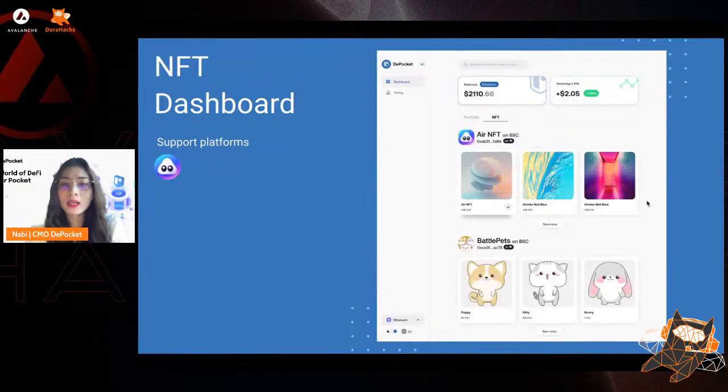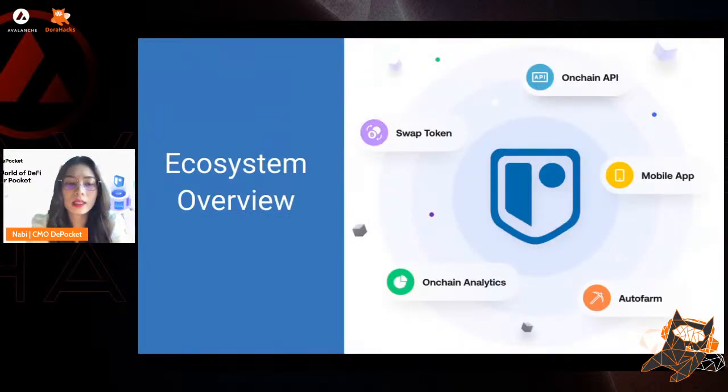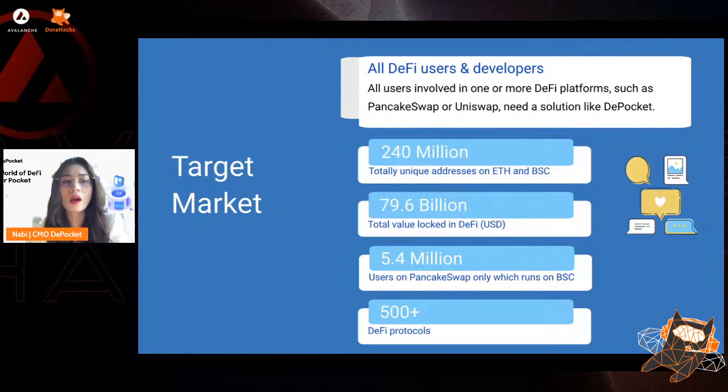We support NFT, and here is the ecosystem of DePocket. The target market: here are the numbers of the markets, and I see that this number is a huge potential because most of the users who are involved in one or more DeFi platforms are our target customers, because they need a solution like DePocket to manage their own assets and make their investment easier.